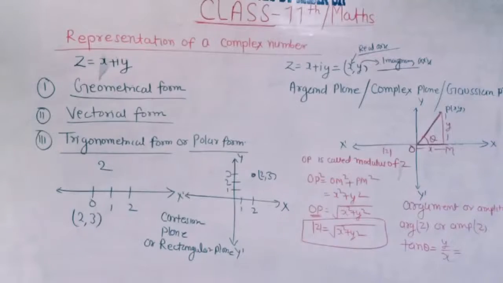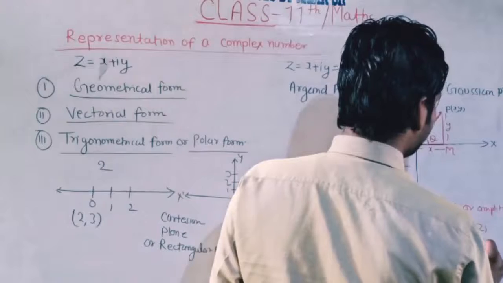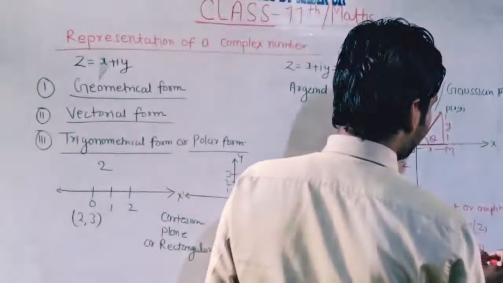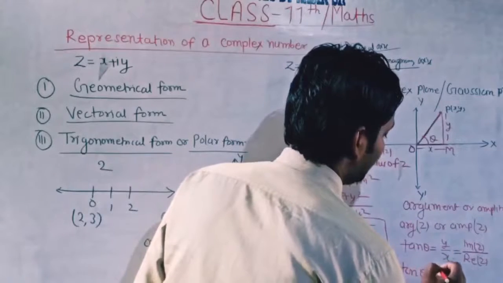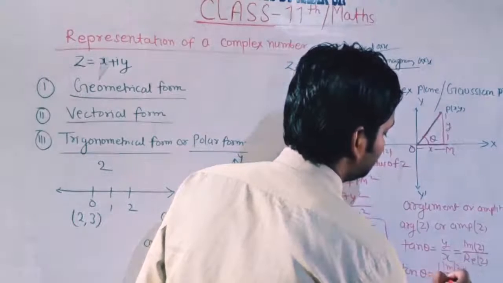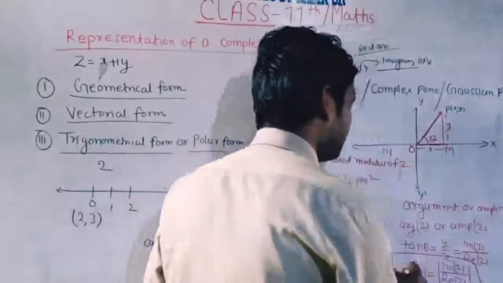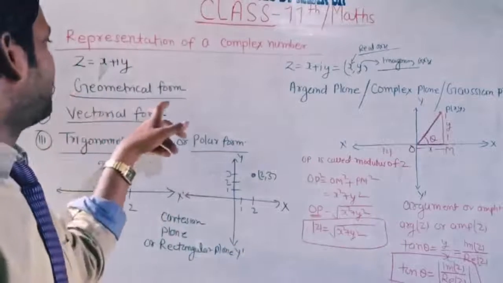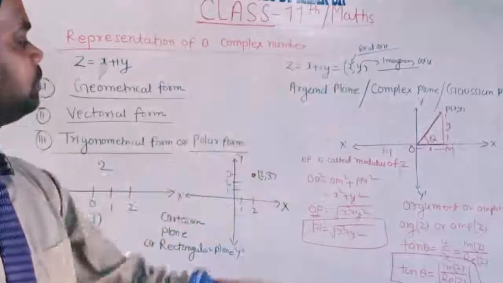So we can write tan theta as imaginary part of z upon real part of z. So this is the concept of geometrical representation of a complex number in geometrical form.